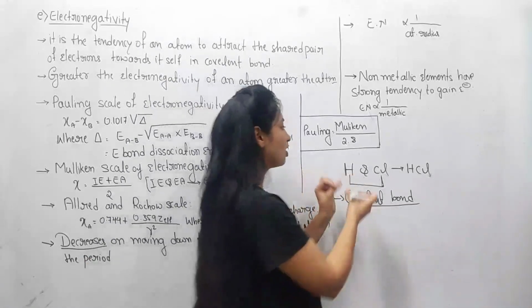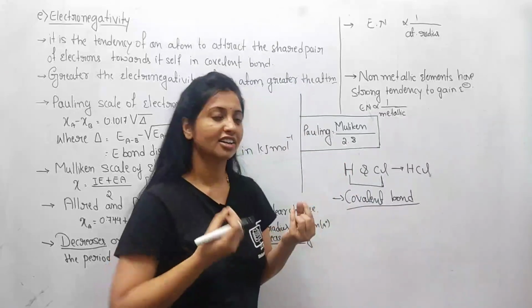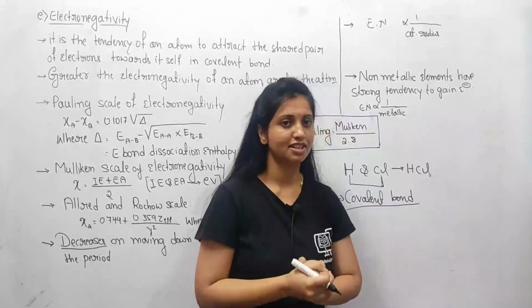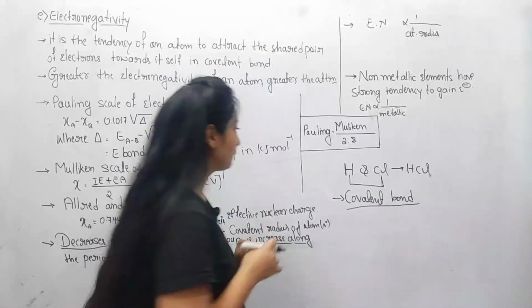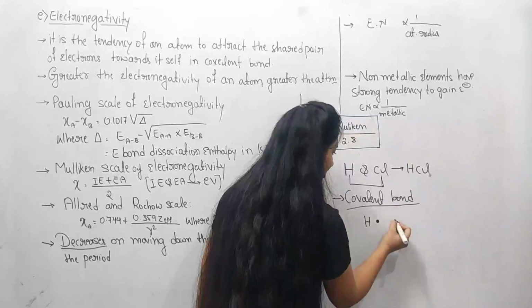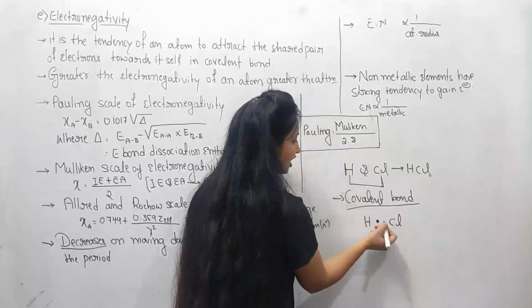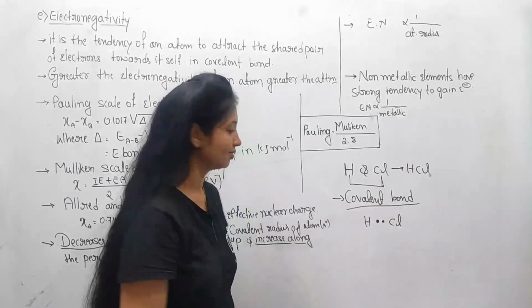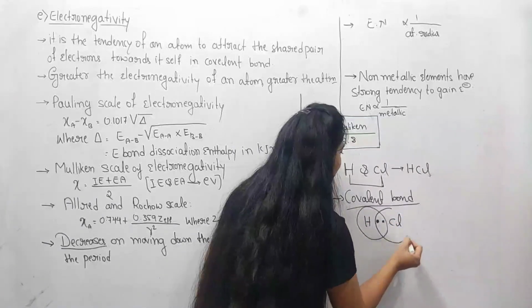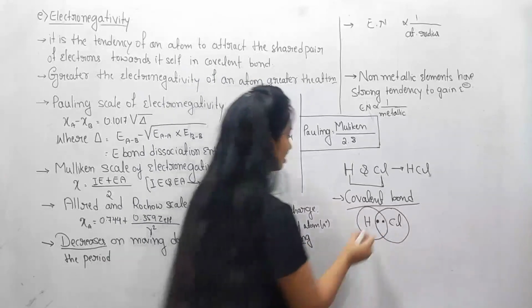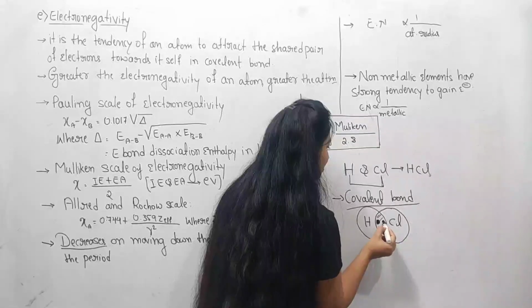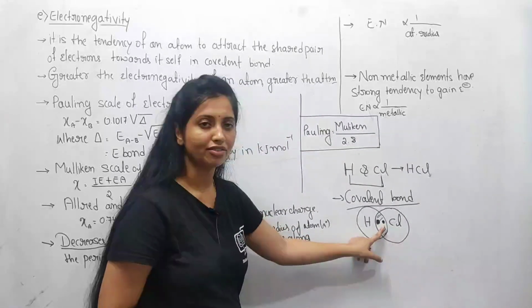When the atoms or elements are sharing electrons, then there will be a formation of bonds, and that is called a covalent bond. Means the hydrogen shares one electron with the chlorine and the chlorine shares one electron with the hydrogen. So by sharing the pair of electrons, the covalent bond will be formed. So this is a bond. These electrons are called the shared pair of electrons.